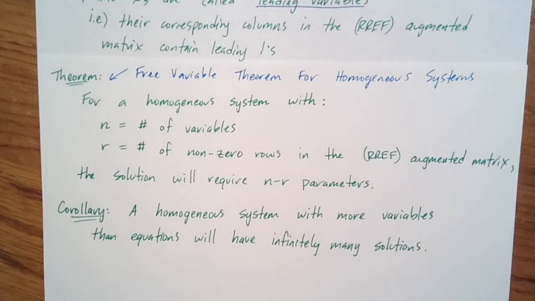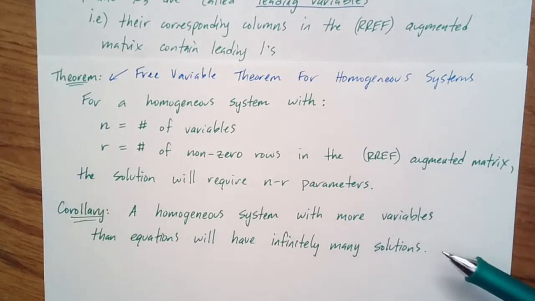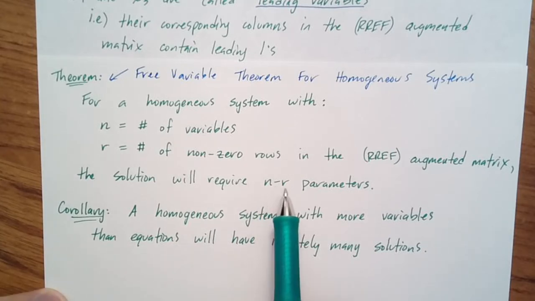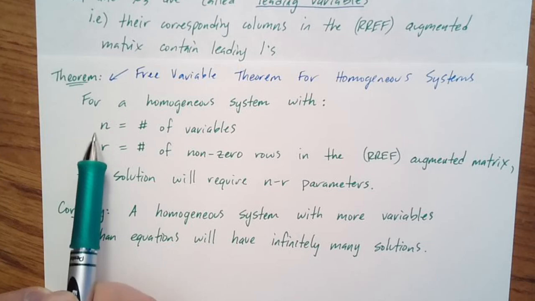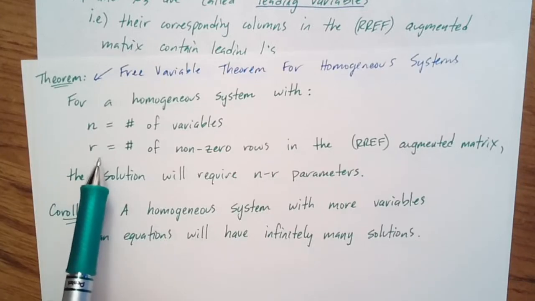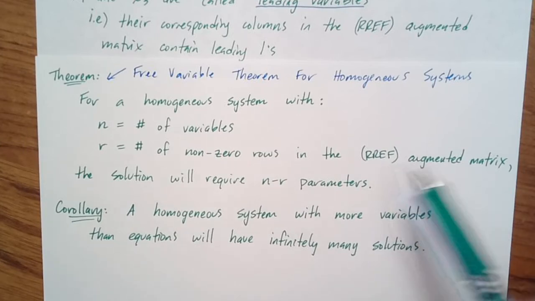Well, why is that? I said that if it's a corollary, it's going to follow from the theorem right above it, but why? Let's ask ourselves, what would it mean to have infinitely many solutions? It would mean that when you write down your solution, you have at least one parameter. So equivalently, this n minus r value here would need to be at least 1. So for that to happen, you would need r to be smaller than n. You would need to have fewer non-zero rows in the reduced row echelon form of your augmented matrix than you have variables.